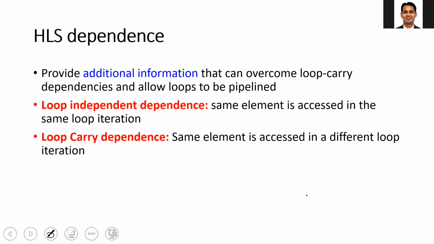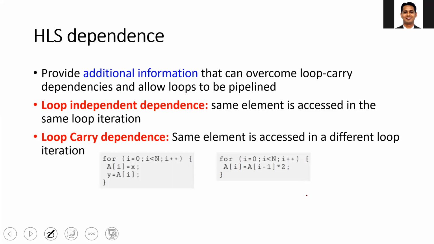In most cases, tools are designed to be conservative. That means they will always assume that there is a dependency. It is very difficult to develop a tool where the dependency can be automatically filtered out. So usually tools are conservative and always assume that there is a dependency. As a designer, if there is no such dependency, you need to explicitly mention it.